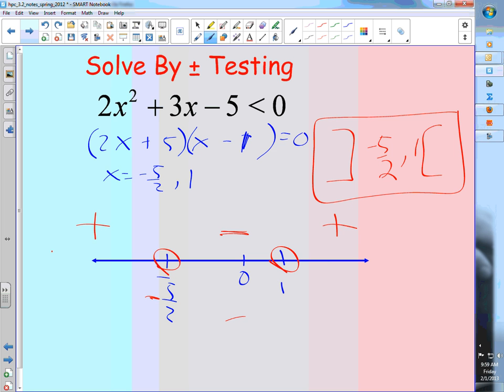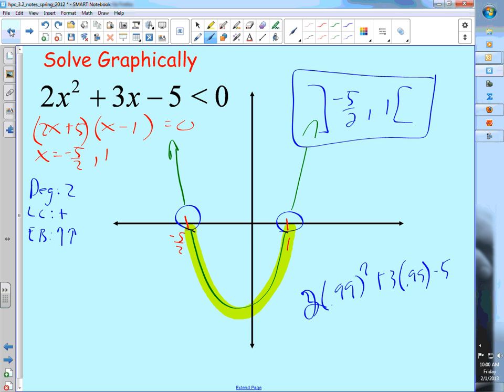Everybody with me on this? Plus minus test it. Or graph it. It's going to give you the same results. If it's polynomial like these, and regardless of the degree, I will always graph them, because graphing is easy and it's fast. Once you know your degree, leading coefficient, and end behavior, and you know your roots, we have them at negative 5 over 2, 0, and 1, 0. And they're single, the graph's easy.